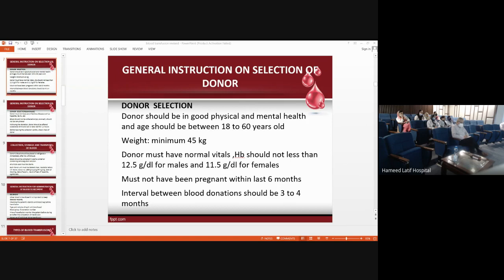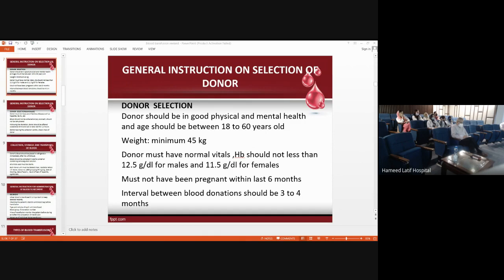Types of blood transfusion. Blood can be transfused as whole blood and the component of the blood. Whole blood, 1 unit of 500 ml contains 450 ml whole blood plus 63 ml anticoagulant preservative solution, of which hemoglobin will be approximately 12 gram per deciliter. Hematocrit must be 35 to 40%.